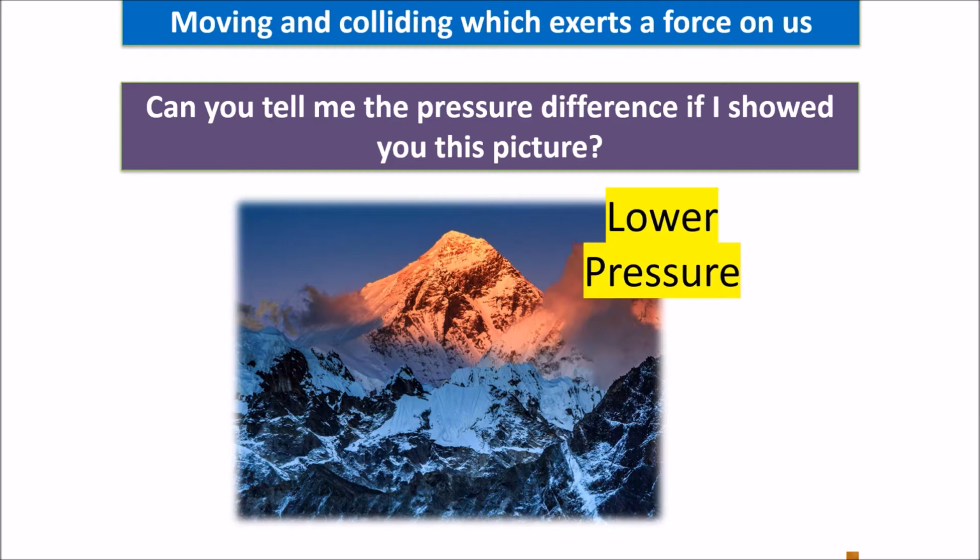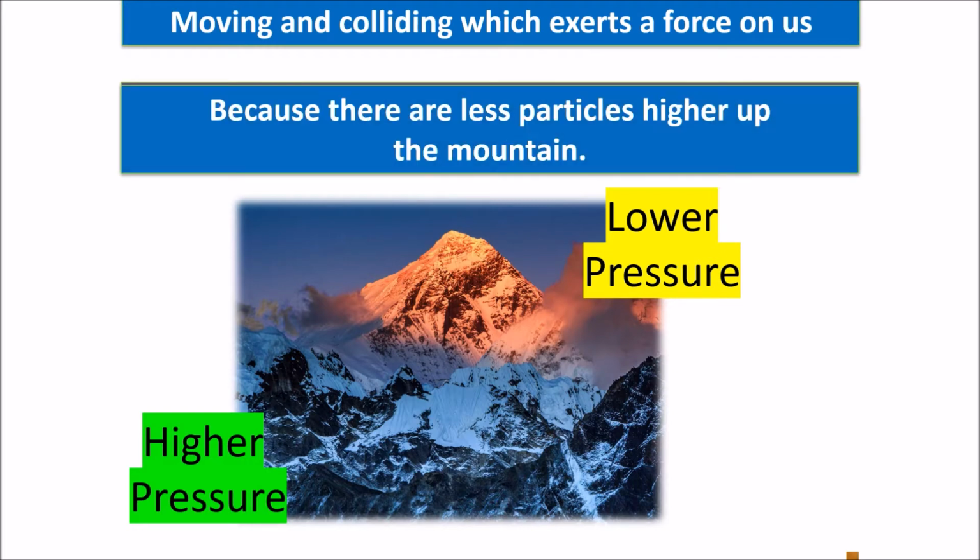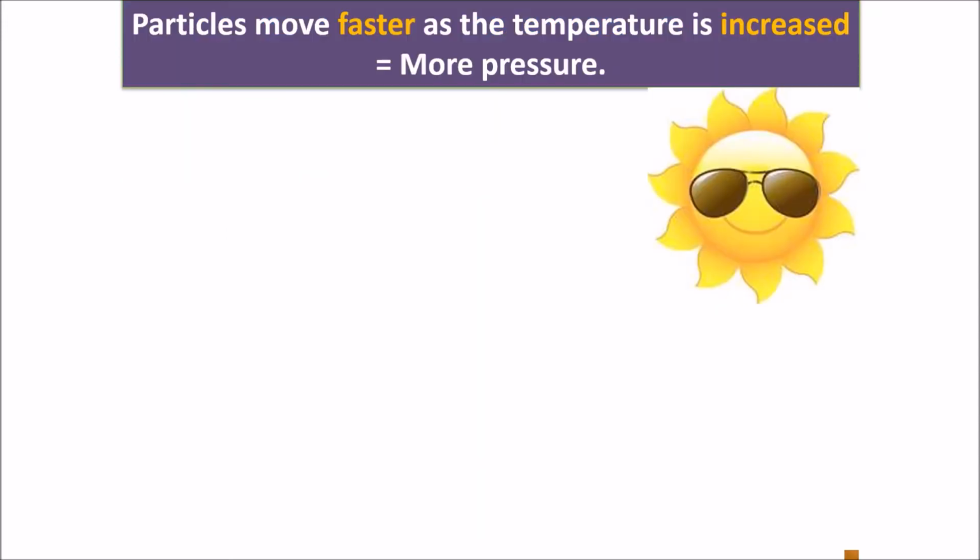If you said at the top of the mountain the pressure is lower, you are correct. And at the bottom, if you said higher pressure, well done to you. This is because there are less particles higher up the mountain, as we saw in a previous slide. Particles move faster as the temperature is increased. This means more pressure.